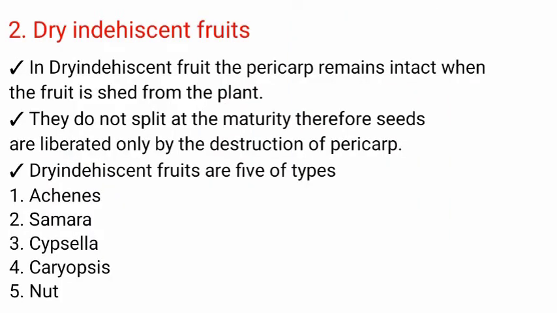The next topic is dry indehiscent fruits. In dry indehiscent fruit, the pericarp remains intact when the fruit is shed from the plant. They do not split at maturity, therefore seeds are liberated only by the destruction of pericarp. Dry indehiscent fruits are of five types: achenes, samara, cypsella, caryopsis, and nut.